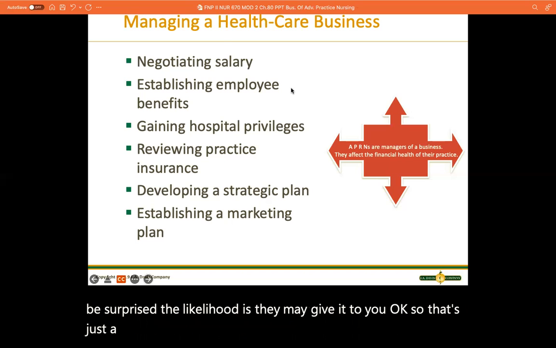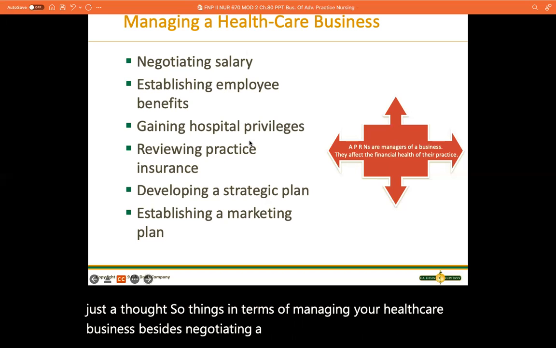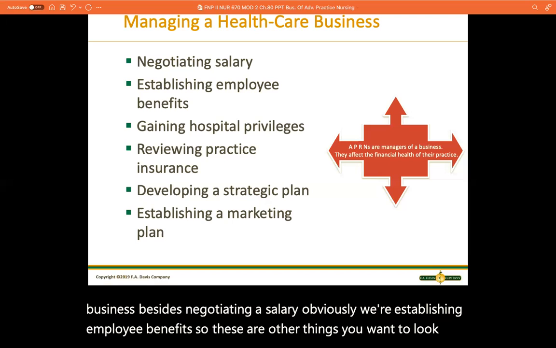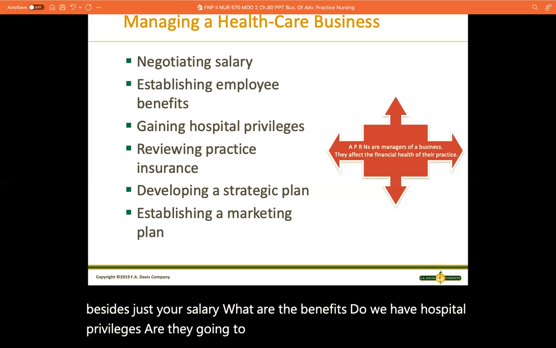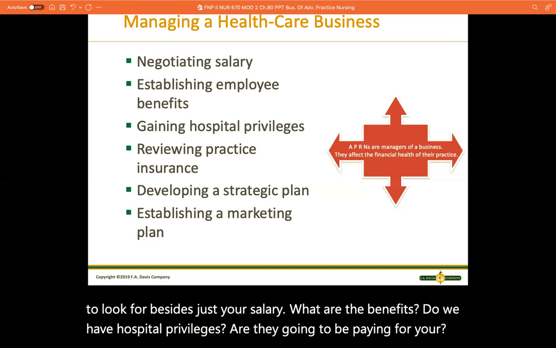So, in terms of managing your healthcare business, besides negotiating a salary, obviously we're establishing employee benefits. These are other things you want to look for besides just your salary. What are the benefits? Do we have hospital privileges? Are they going to be paying for your liability insurance?